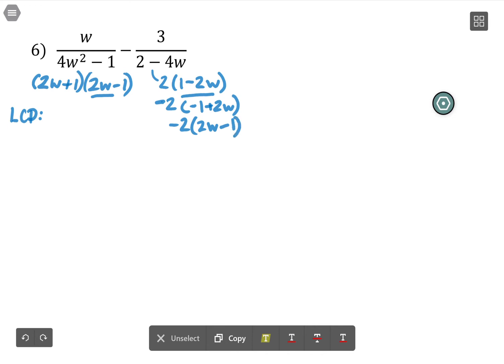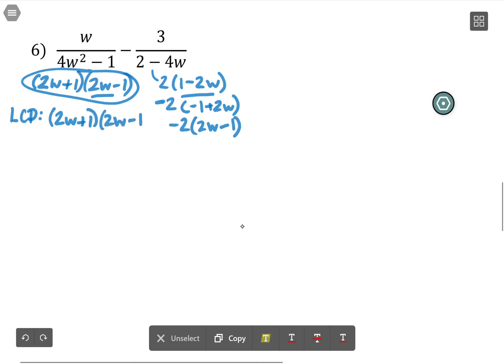So when I go to build my LCD, I'm going to need everything from the first fraction. Your LCD has to contain every factor in either fraction. So we'll start with just writing down what we need for the first one. And then the trick to it is only writing what you don't already have from the second one. So we already have the 2w minus 1. Really all we need is that minus 2. I'm going to sneak it out in front. That's my LCD.